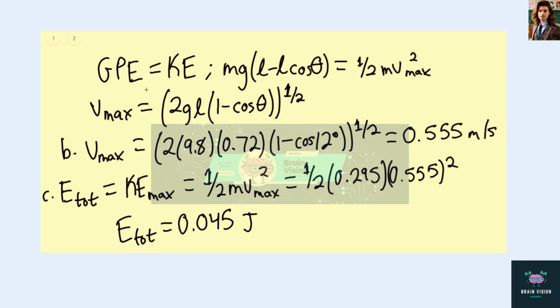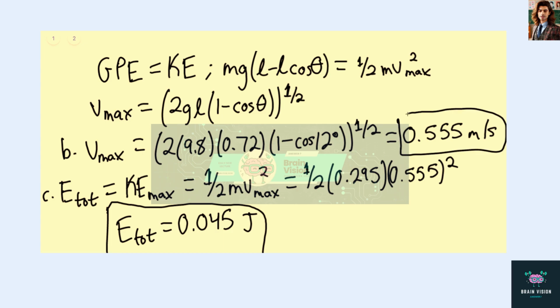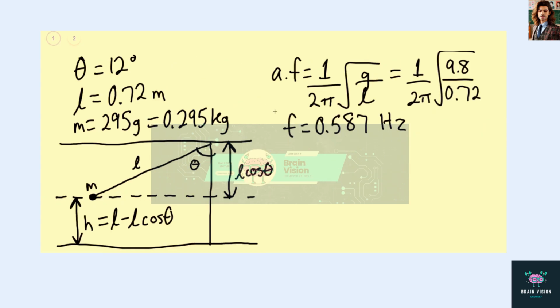Now, we could have also simply calculated the gravitational potential energy in the beginning, because that's also going to be equal to the total amount of energy. Again, because of the law of conservation of energy, the total amount of energy won't change. So we could have calculated GPE instead of the maximum kinetic energy. Either way, you're going to end up with 0.045 joules as the total amount of energy. So this will be your answer for C. This will be your answer for B. And then the frequency is, again, 0.587 hertz.